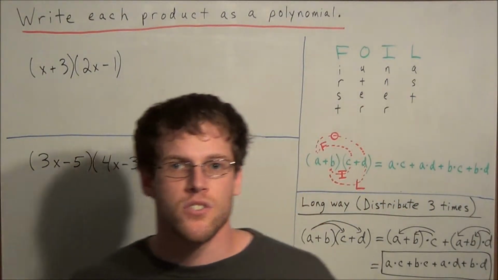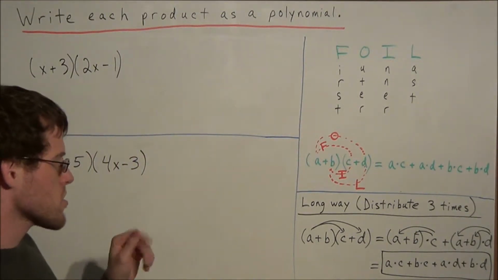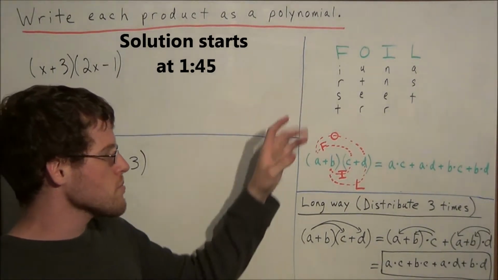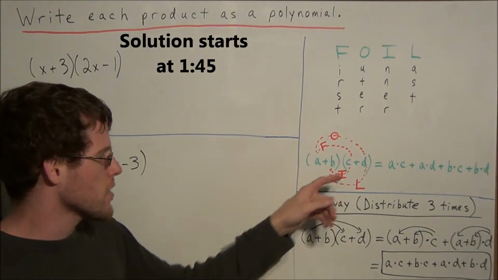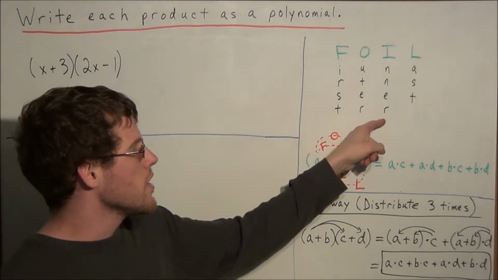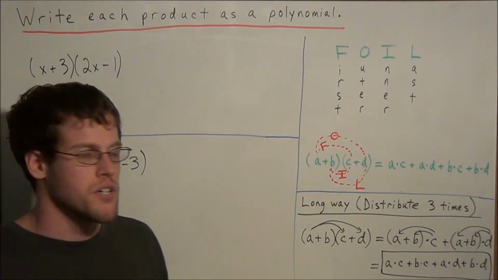Now before we get started, I want to look at how we use the FOIL method. If you want to fast forward to the solution, you could fast forward to this time here. The FOIL method is for multiplying two binomials, and what it tells us to do is to multiply the first, outer, inner, and last terms of both binomials, and that's how we can expand it.